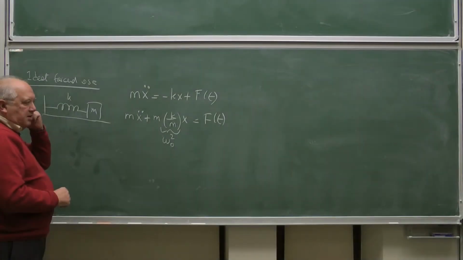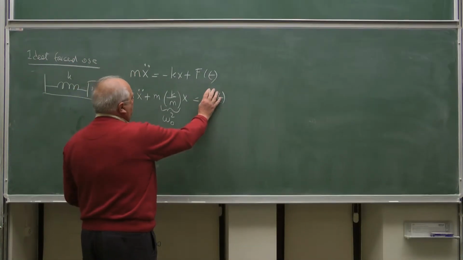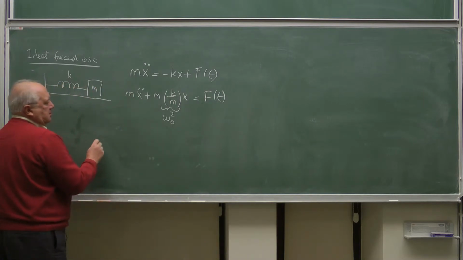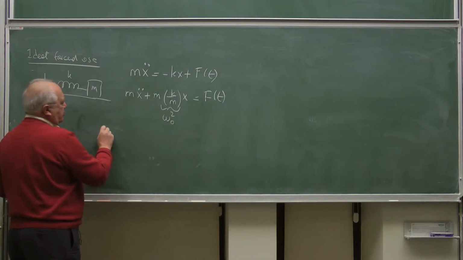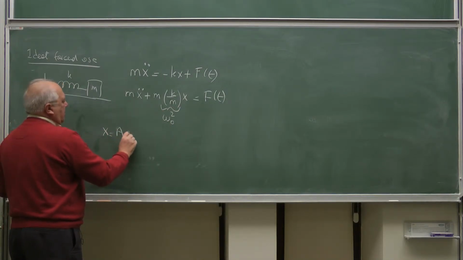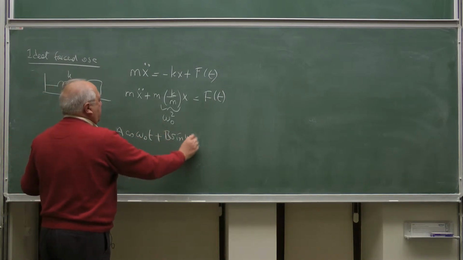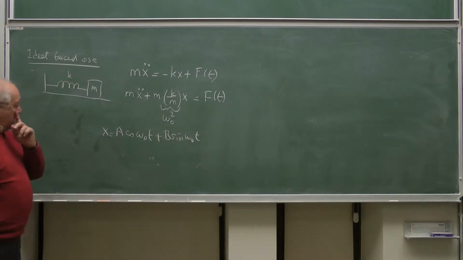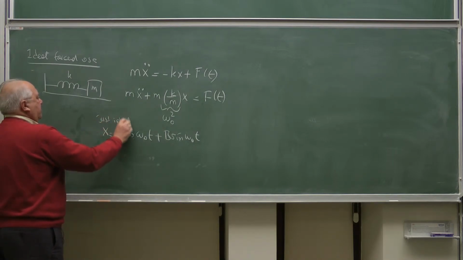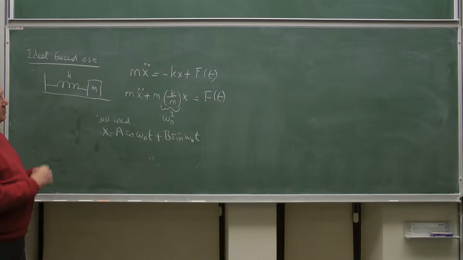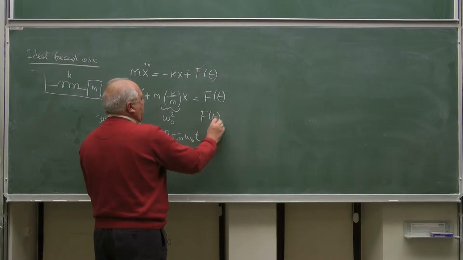I will consider one particular type of force. If there was no force, we know the solution. We discussed this in the ideal case. If f equals 0, the solution would be x equals a cosine omega 0 t plus b sine omega 0 t, just ideal, with f equals 0.